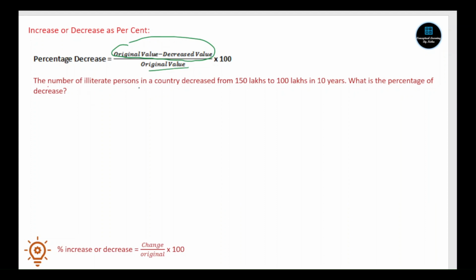The number of illiterate persons in a country decreased from 150 lakhs to 100 lakhs in 10 years. So what is the percent decrease? So write the formula. Percent decrease is nothing but original value. Original was 150. I am not writing lakhs, okay? Because lakhs are anyway getting cancelled out. 150 minus the decreased value 100, upon the original 150, into 100.